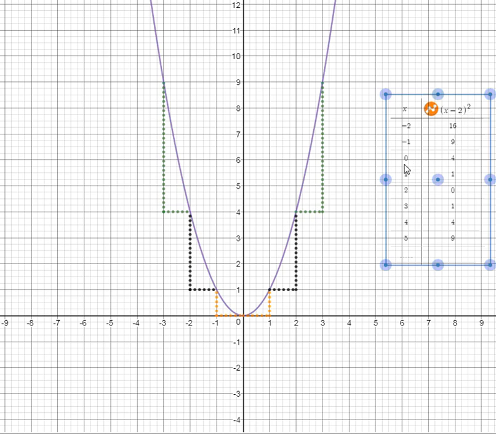Plug in a 0. 0 minus 2 is negative 2. Squared is 4, and so on. So you can continue on like that to fill in the table. Here's what the graph would look like. And again, the same sort of thing as before. Notice that we haven't really changed the shape. We've just changed the location on the grid. So take a moment, again, pause the video, have a look at what you think the step pattern might be, and then we'll have a look at it.